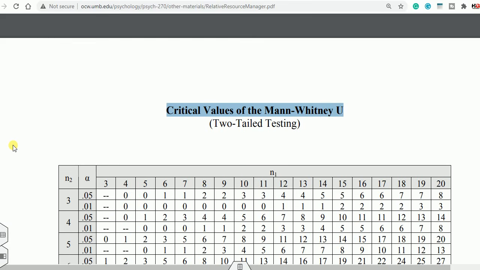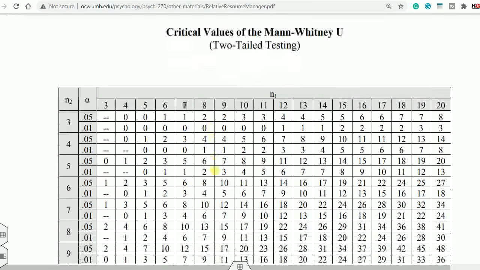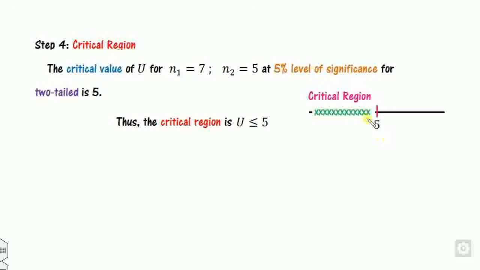Look at this table. The value for n1 is 7 and n2 is 5. So what is the value here? It is 5. This critical value is given to you as 5, so you can define the critical region as u less than 5.